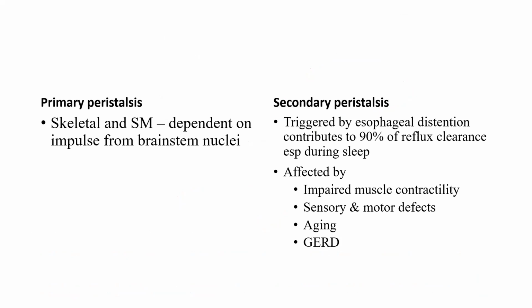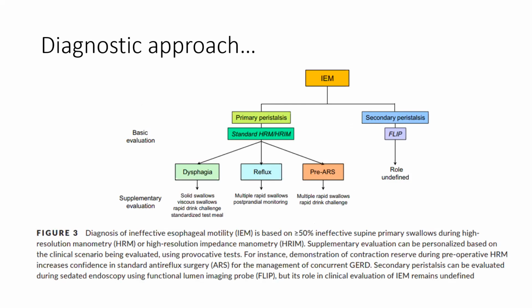Briefly, we have two types of peristalsis, the primary and the secondary peristalsis. The primary peristalsis in the esophagus involves both the skeletal and the smooth muscle, and this is dependent on the impulse from the brainstem nucleus. Secondary peristalsis in the esophagus is triggered when there is esophageal distension, and this contributes to at least about 90% of reflux clearance, especially during sleep. However, secondary peristalsis is affected by impaired muscle contractility, sensory and motor defects, aging, and also reflux.